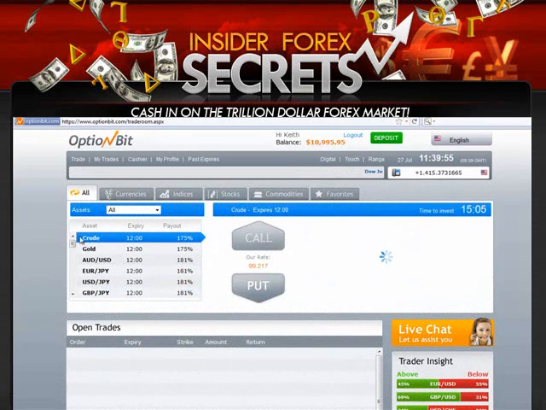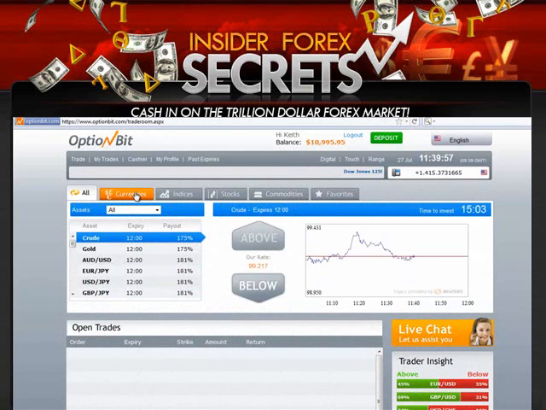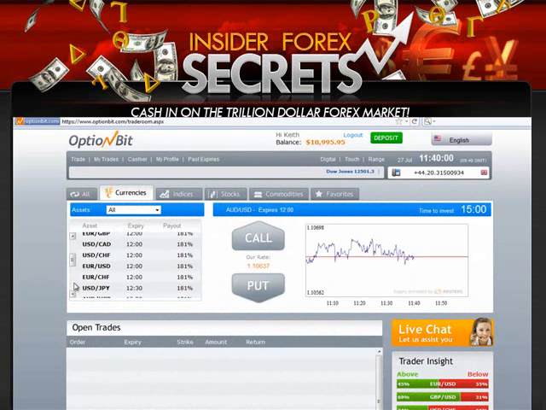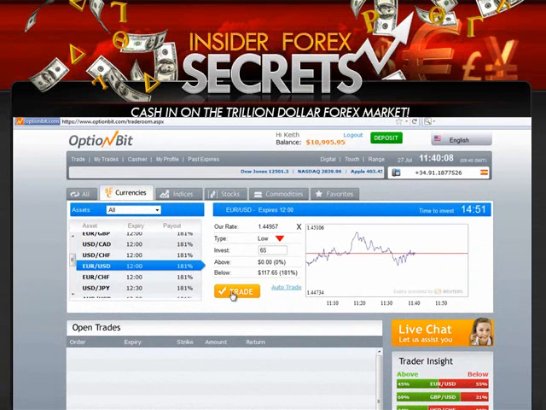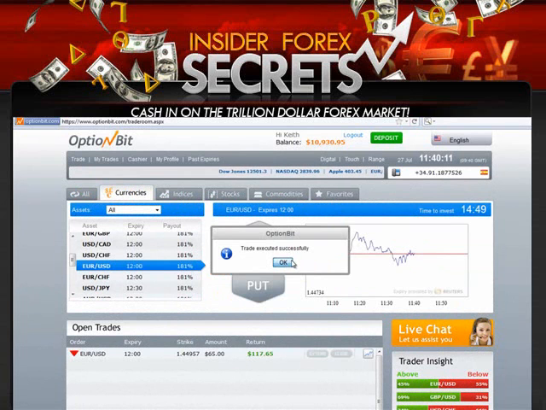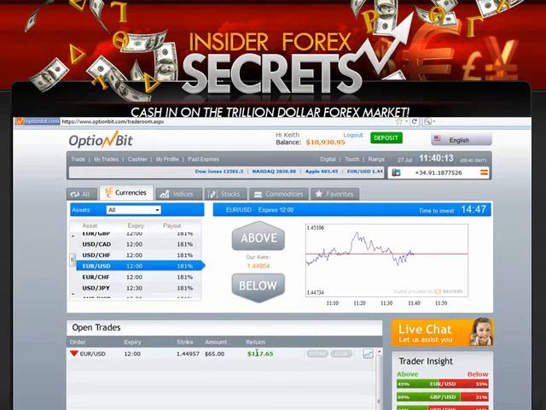Okay, so the trader insight now is still telling us to go below on the Euro USD. So I'm going to put a $65 trade in the Euro USD. That'll give me a profit of around about $52. So I'll just enter that in there and hit trade. Okay, that's successfully done, and I shall come back in a moment.